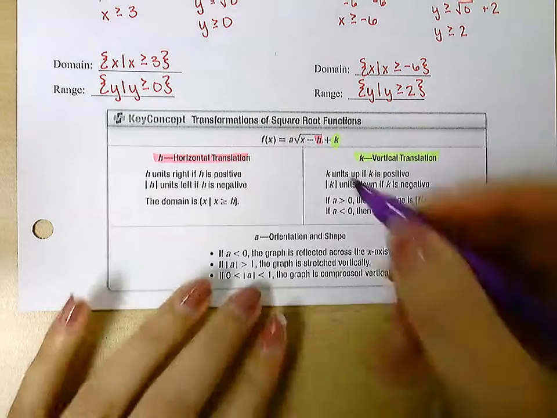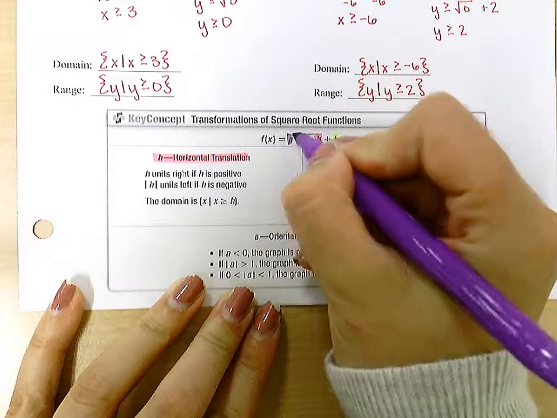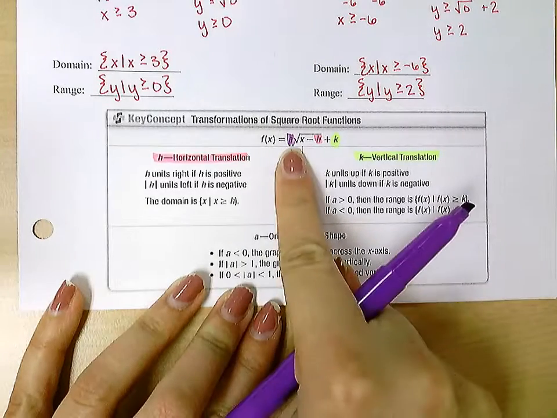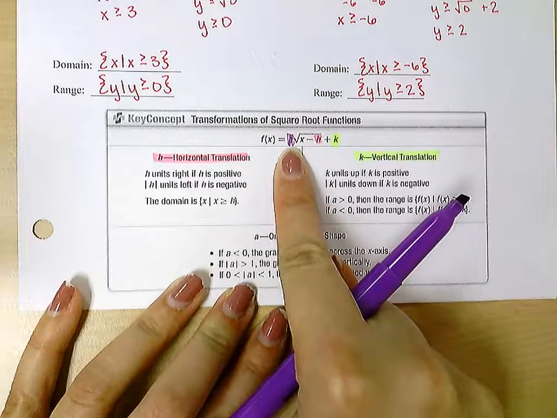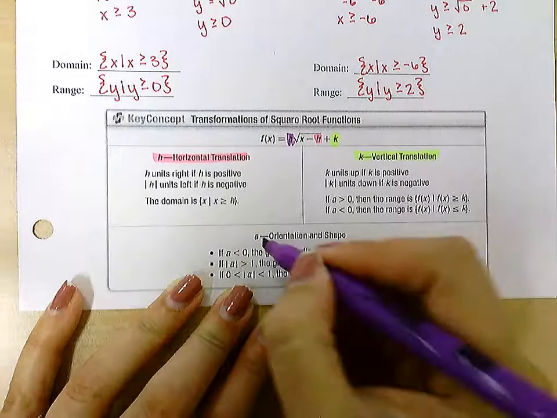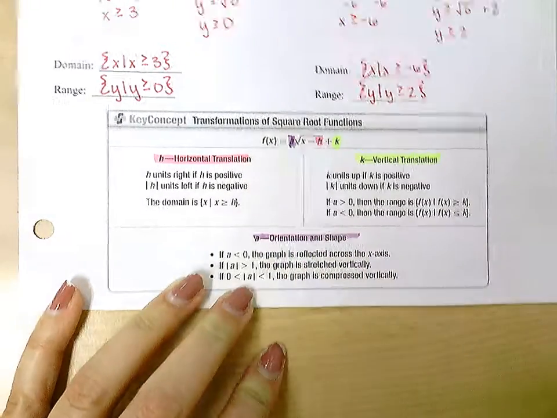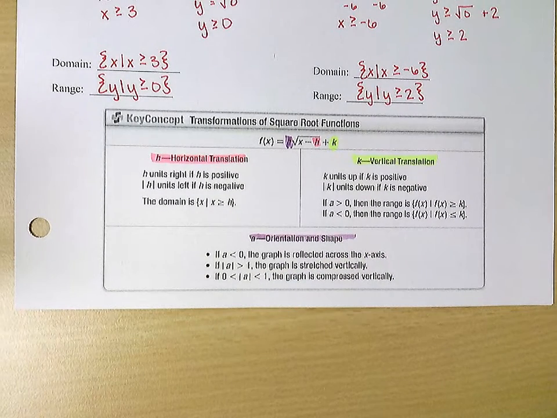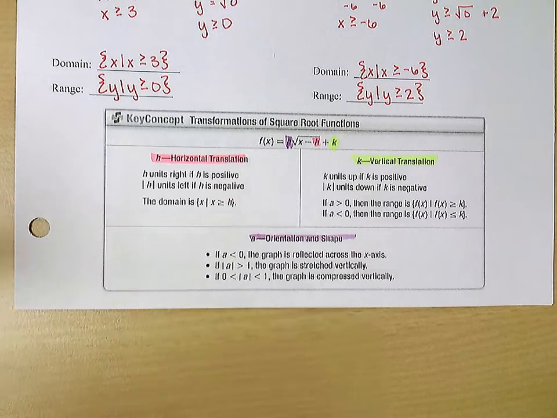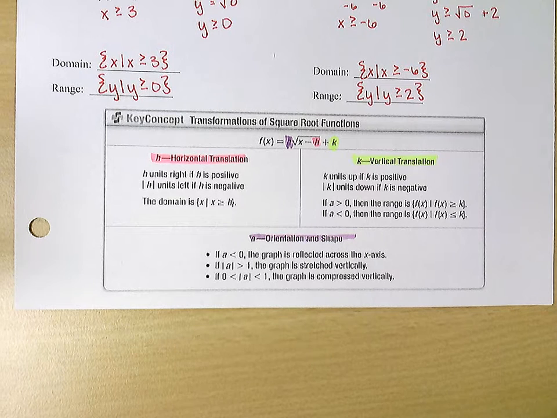The last one here is a. I hope this isn't too dark. Okay, so a outside here has to do with orientation and shape. If a is positive, it's a normal square root function curve. If it's negative, it's going to reflect in the x-axis and kind of dip downward instead. So if a is negative, it dips down.